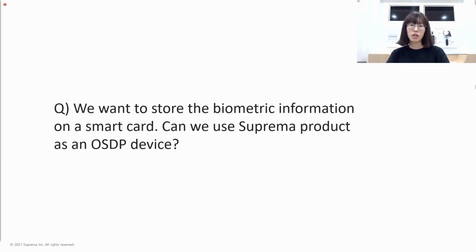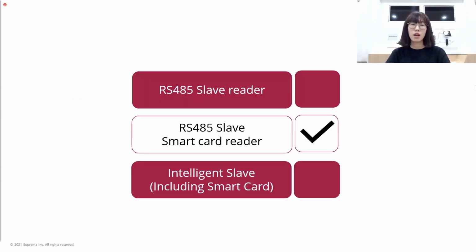Let's take a look at the next inquiry. The next inquiry is that we want to store the biometric information on a smart card. Can you use a Suprema product as an OSDP device? Our answer is yes. You can also use Suprema devices for this project. BioStar 2 does not have the exact terminology in the device menu, but for better understanding, let's call it the RS485 slave smart card reader.